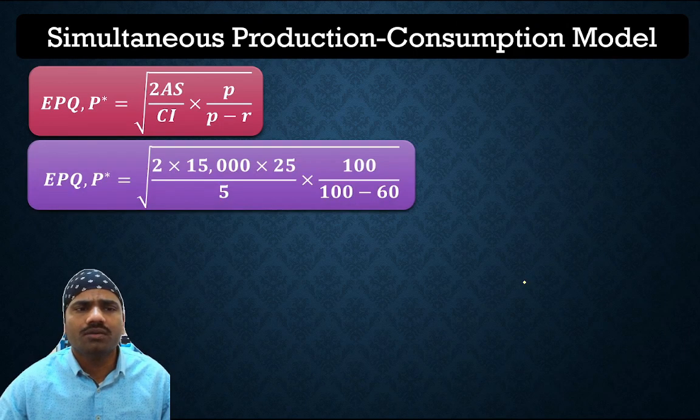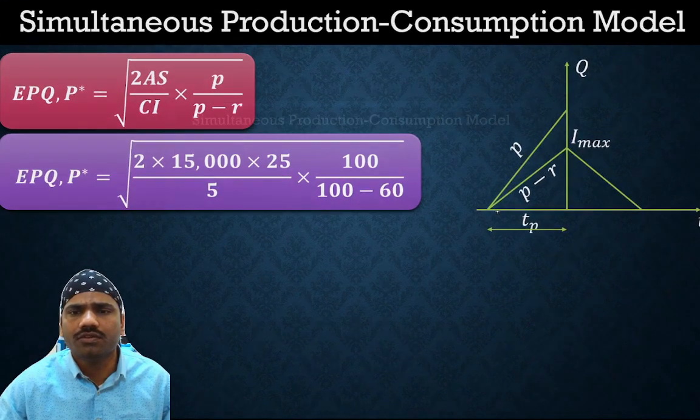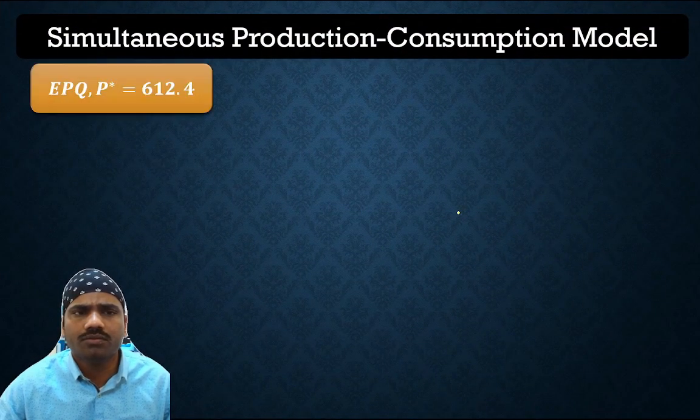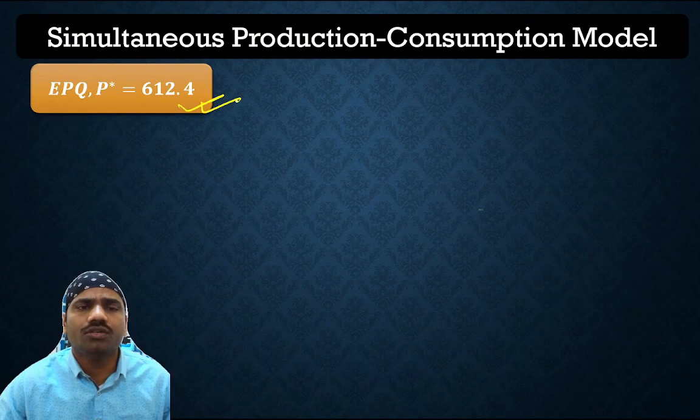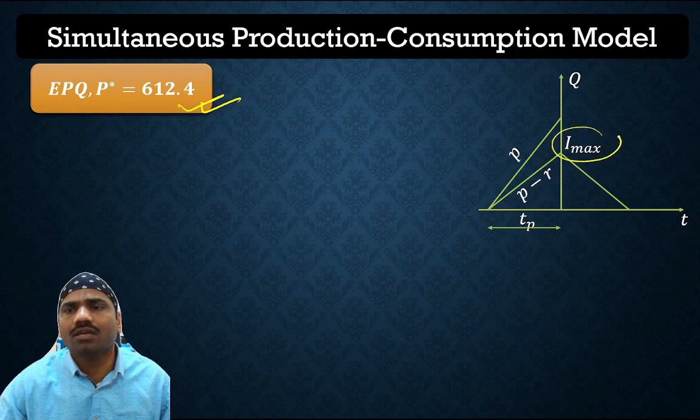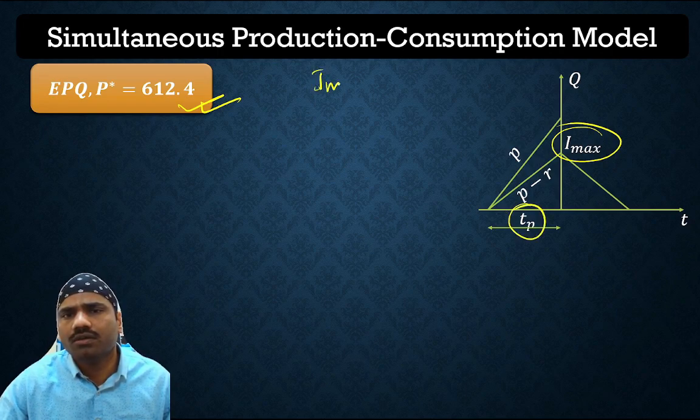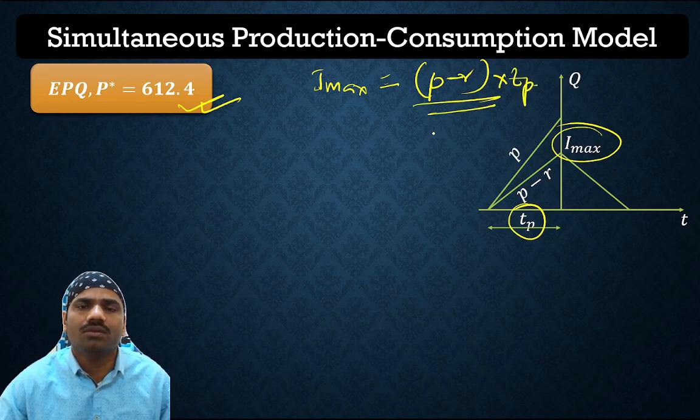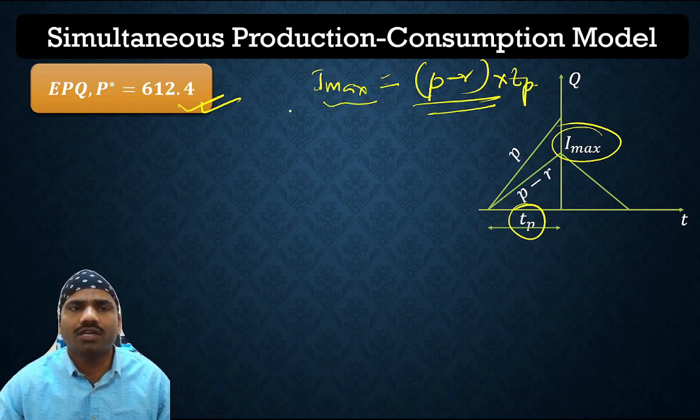We have solved the EPQ, and that is 612. Next we will find the Imax. So what is the Imax? We can find Imax by the formula Imax equals P minus R, that is production minus consumption rate, into TP. If you multiply the rate with the production time, you will get the quantity, and that quantity will be the maximum inventory we are going to store.